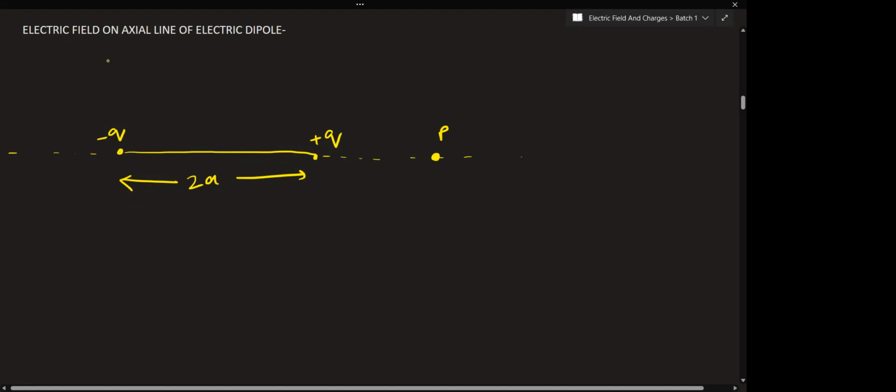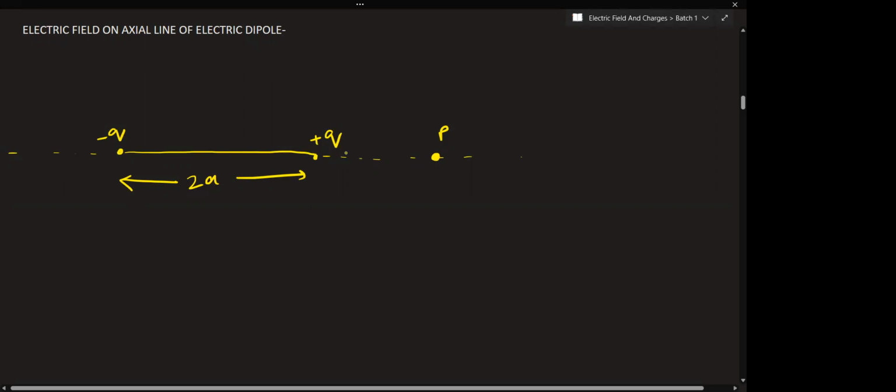That's why we say electric field on the axial line of electric dipole. So this is the electric dipole. We have taken a point on the axis of this, and we'll be calculating the electric field whenever we have a point on the axis of this dipole. That is what is meant by electric field on axial line of electric dipole.